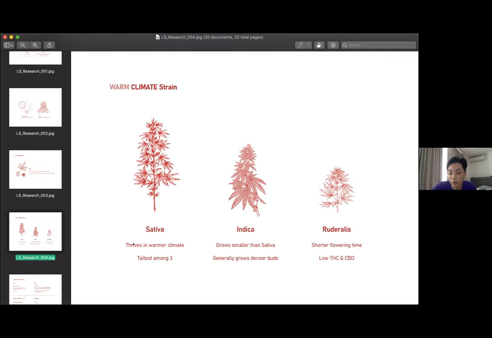Ruderalis mixed with sativa is going to grow tall but fast. Indica with ruderalis grows small but fast. Then, indica has the densest buds. So why is this important? Actually, it's not very important now since these three breeds are so interbred together that we don't know which is which anymore. It might look indica, but it has sativa or ruderalis effects. And we can't actually test if it's indica or what, since we don't have purebred samples of sativa, indica, or ruderalis. So that's a challenge we have to go over.